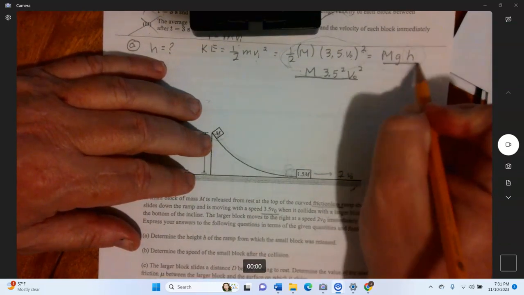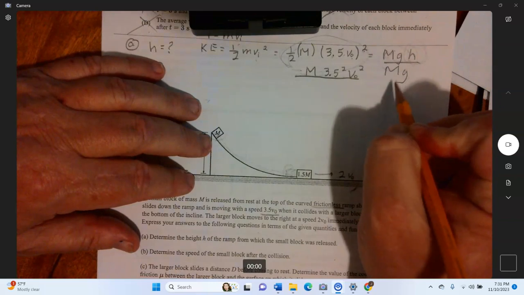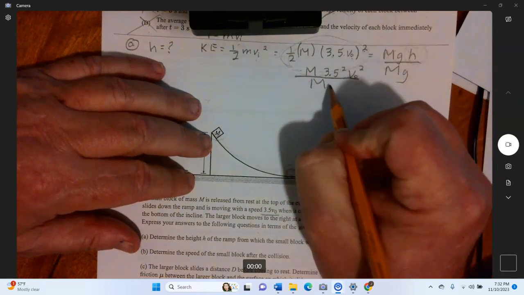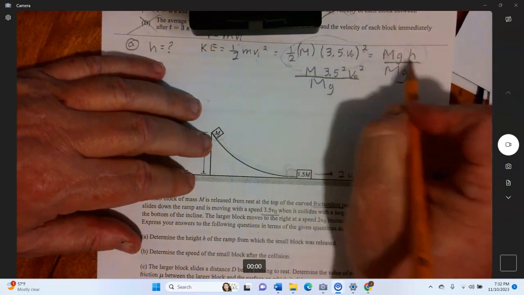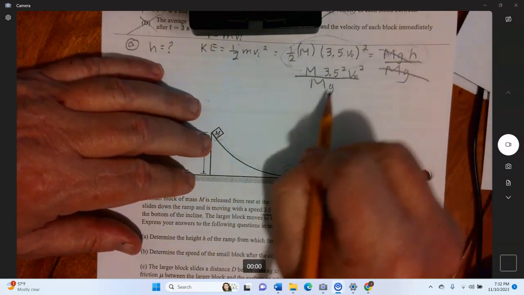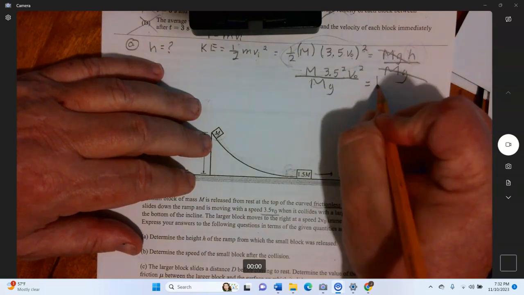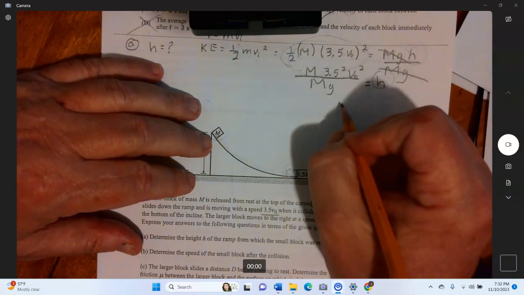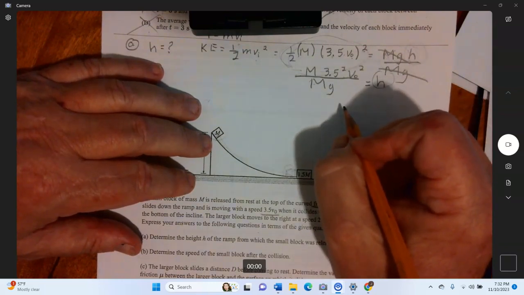Okay, now we're going to divide both sides by M and G. Okay, so M and G on this side. Again, anything you do to one side, you do to the other, so M and G cancel and cancel. And this is what you have over here equals the height. That's what we're looking for. Now we can still do one more cancellation.